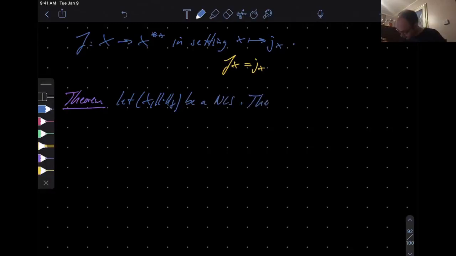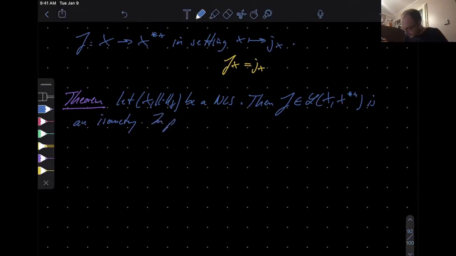Then, well, some facts up front. That guy is really a bounded linear transformation, that capital J. All right, and moreover, it's injective, better even, it is an isometry. So it preserves the norm. That will be again a consequence of Hahn-Banach. In particular, this is what I said first, J is injective.